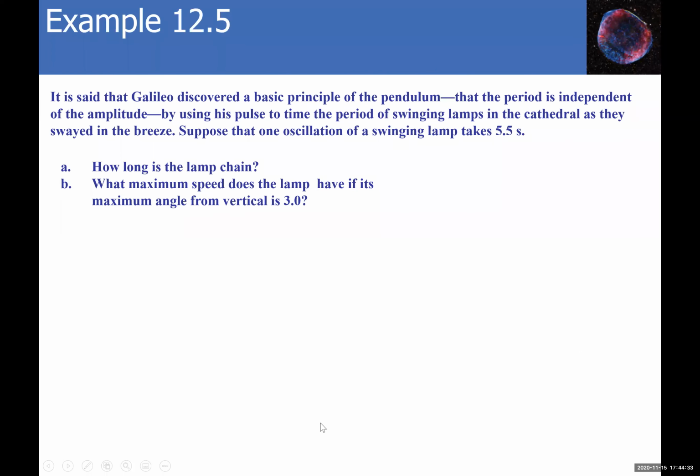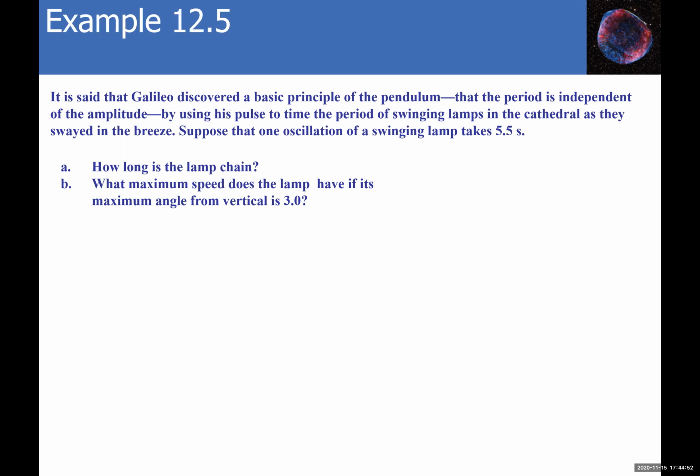All right, so let's look at one example and we can then complete this chapter. This example shows how we can use the pendulum and what Galileo did to understand that when the pendulum is oscillating, the only thing that is important is the length of the string.